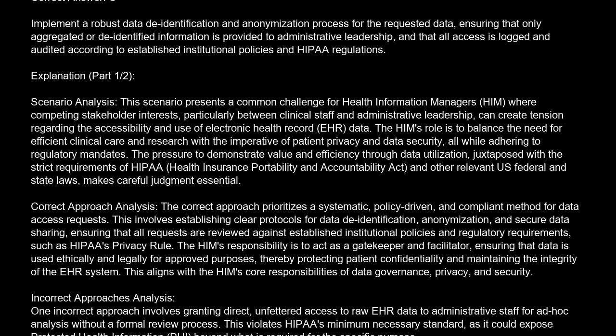This involves establishing clear protocols for data de-identification, anonymization, and secure data sharing, ensuring that all requests are reviewed against established institutional policies and regulatory requirements, such as the HIPAA Privacy Rule. The HIM responsibility is to act as a gatekeeper and facilitator, ensuring that data is used ethically and legally for approved purposes, thereby protecting patient confidentiality and maintaining the integrity of the EHR system. This aligns with the HIM core responsibilities of data governance, privacy, and security.